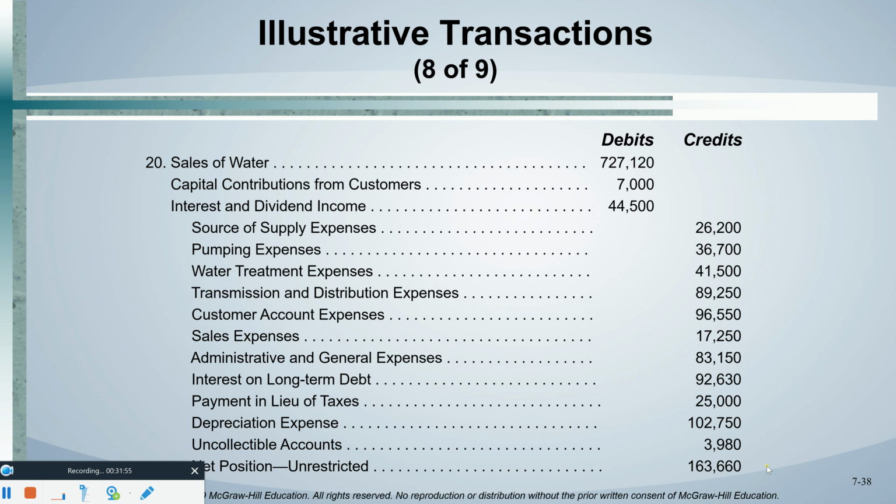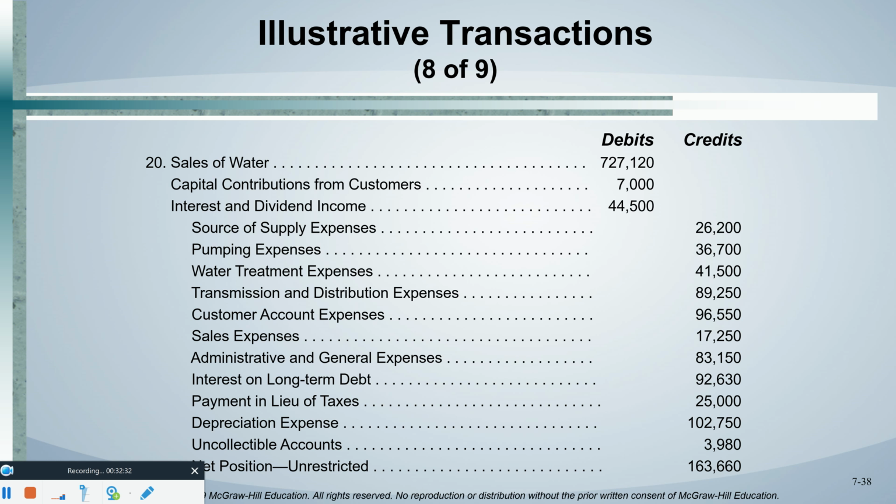Now, before I flip the page, let me just talk a few moments about the three categories of equity. Equity is called net position at the proprietary fund level. There are three subcategories of net position. You've already seen two of them. The first category is unrestricted, and that basically means we can do whatever we want with. Very similar to unassigned fund balance. And then we have something called restricted net position, which I can equate to restricted fund balance.